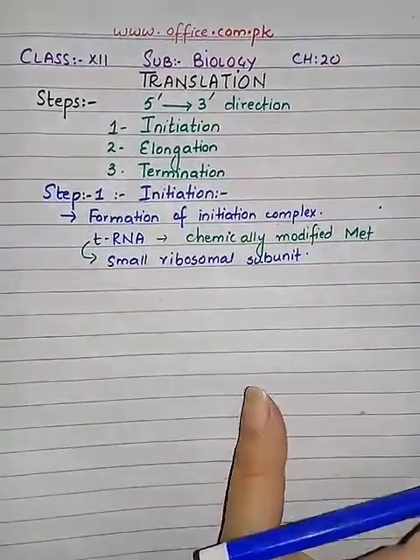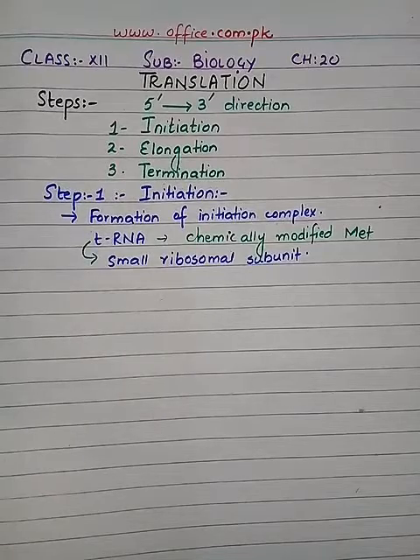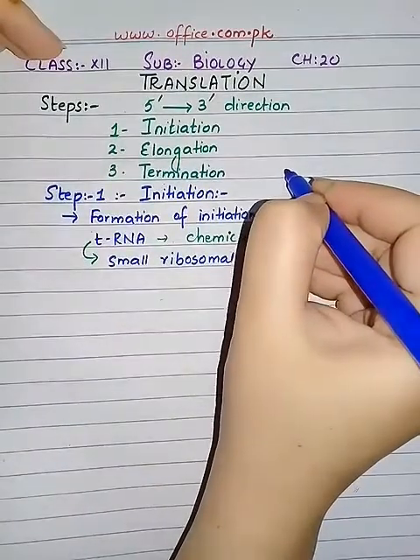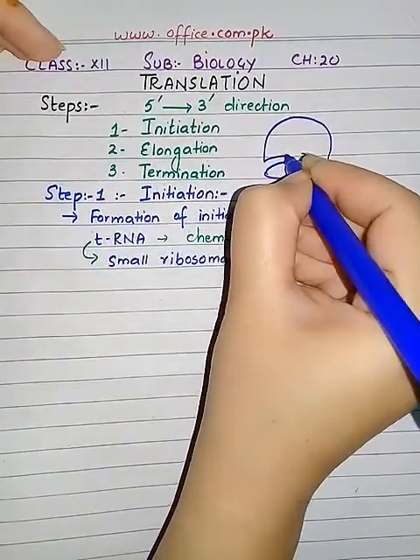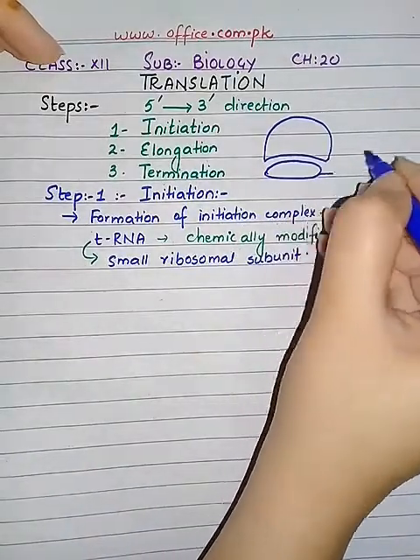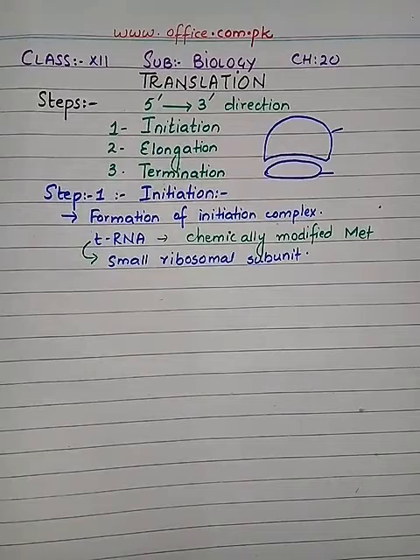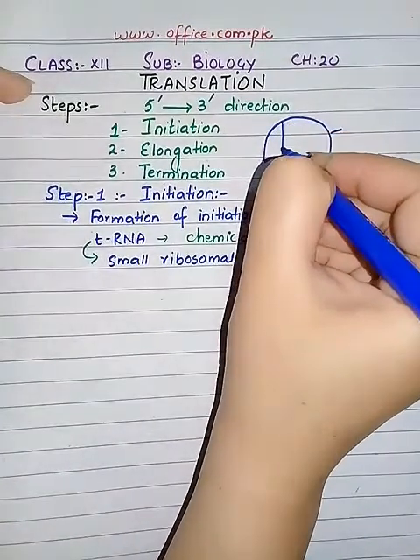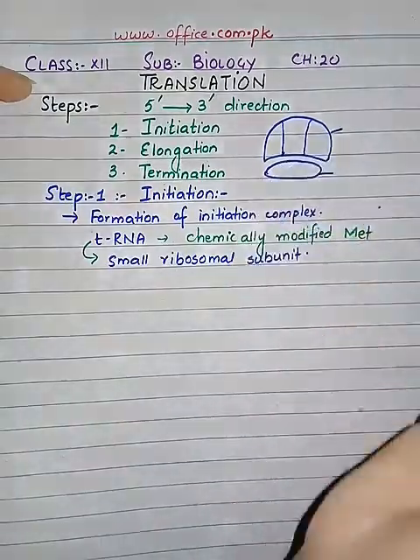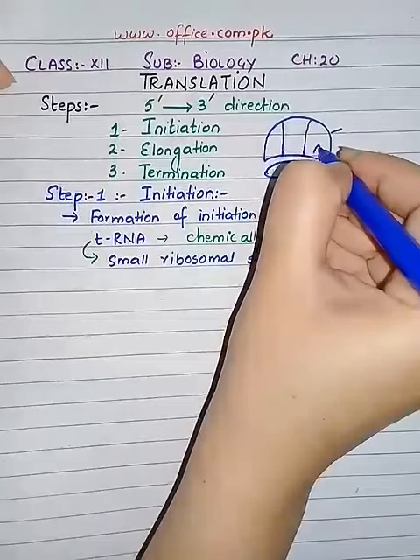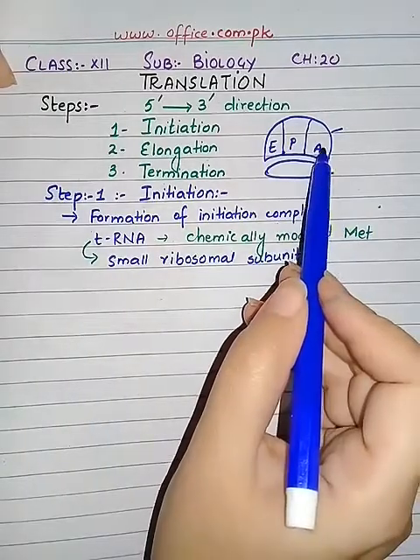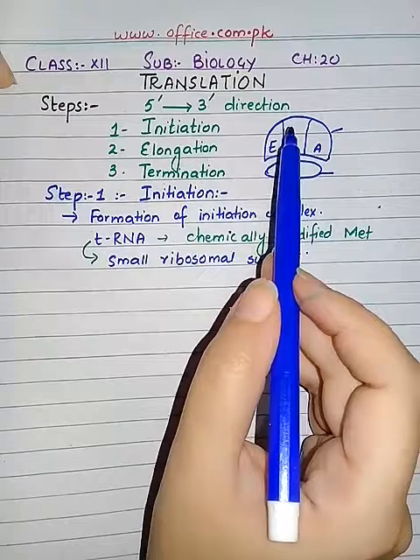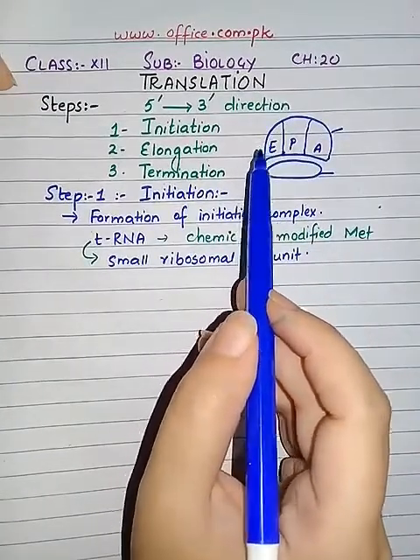Now let me make it clear to you, the small and the large ribosomal subunit. The ribosome consists of two parts. There is a small part and a large part. This is the smaller unit and this is the larger ribosomal subunit. Now there are three portions of the larger subunit. There is an A site, a P site and an E site. A site is known as the aminoacyl site. The P site is the peptidyl site and the E site is the exit site.